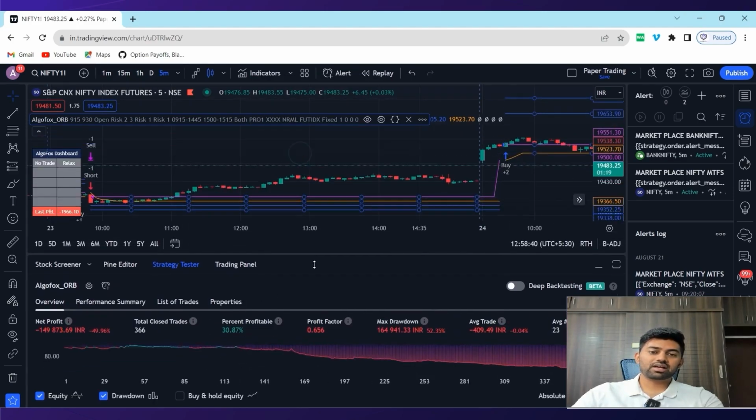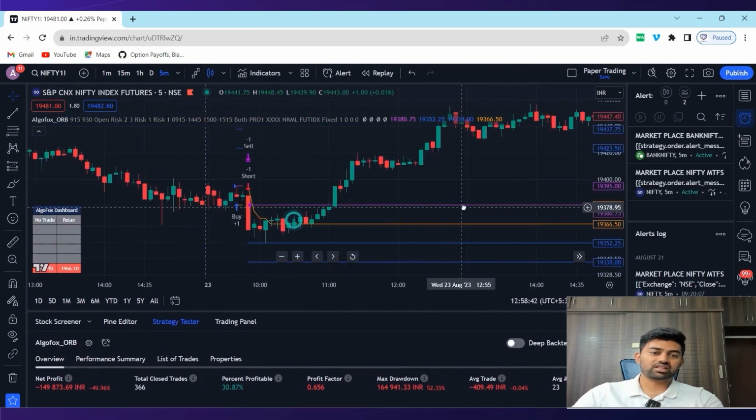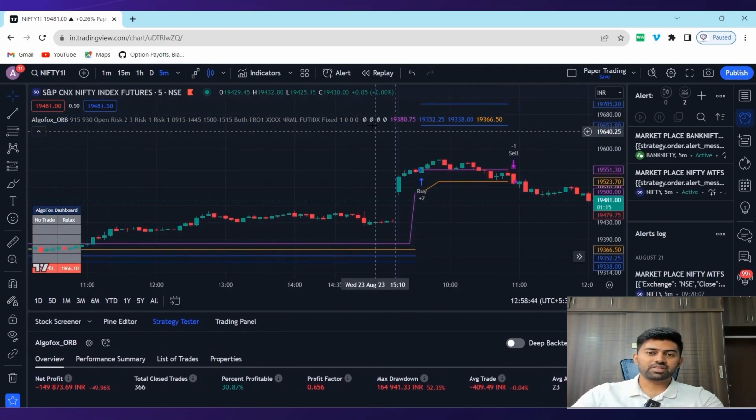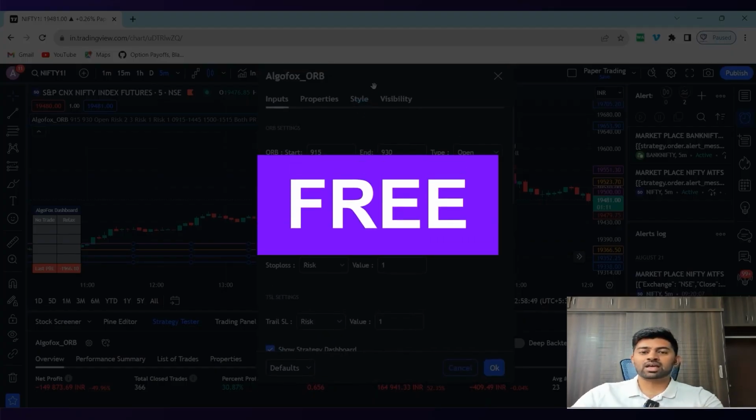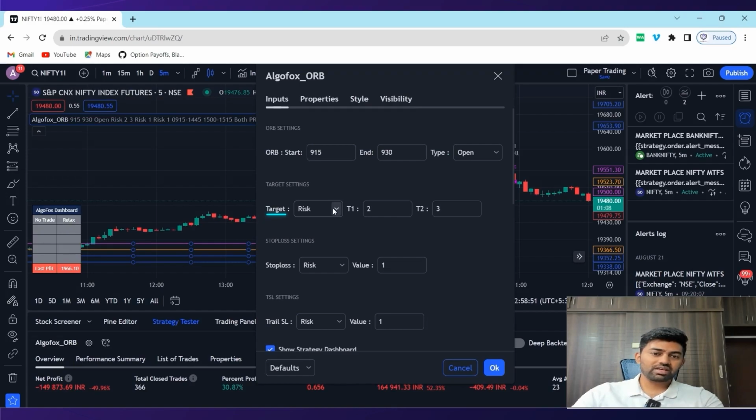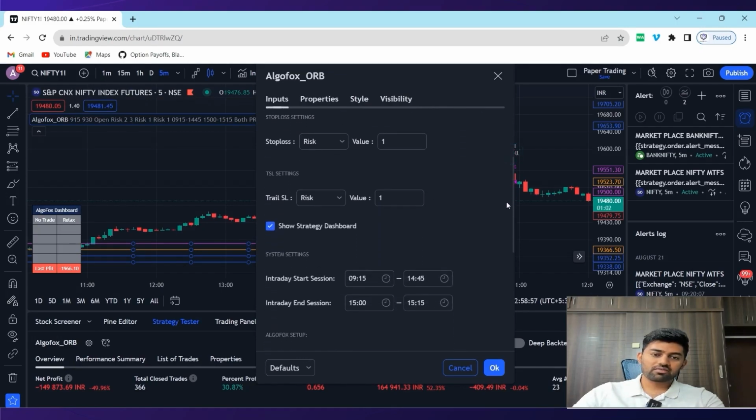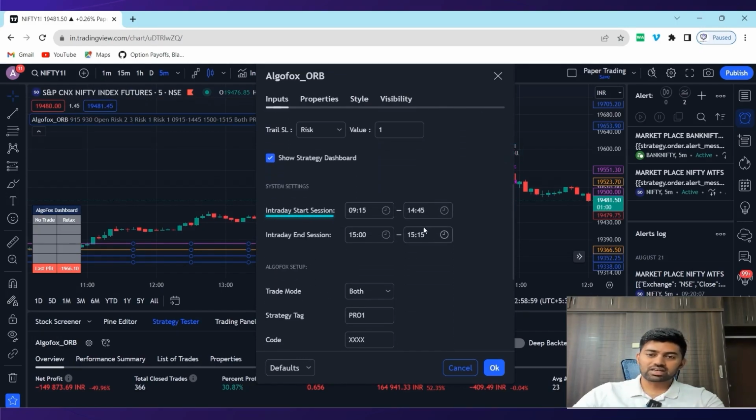You can always play around with the backtest reports. You can always check the target, stop loss, and everything on different scripts. On TradingView, you can do unlimited backtesting absolutely free. So this way you can play around with target, stop loss, risk, entry type, exit type, and you also have an option of intraday start time and end time. That means from what time you want to take entry till what time you want to take entry.